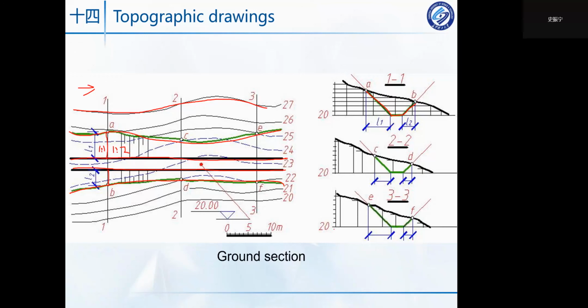Okay, so next week, we are going to learn how to read the engineering drawing of many different constructions, including the road, the building, and the bridge. This is the basic knowledge to learn how to read construction drawing.